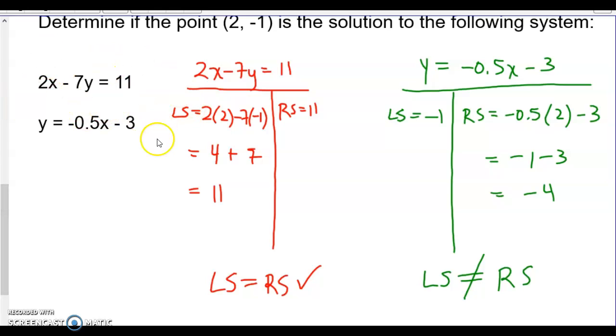Now I'm going to repeat for my second line. y equals negative 0.5x minus 3. So on the left-hand side, I have y, which is negative 1. On the right-hand side, negative 0.5 times x, which is 2, minus 3. I simplify, and here I get negative 4. So my left-hand side does not match my right-hand side. It tells me that this point 2, negative 1 is not a point on this line. This line doesn't pass through that point. So the original question: is 2, negative 1 the solution to the system? Do the two lines intersect at that point?